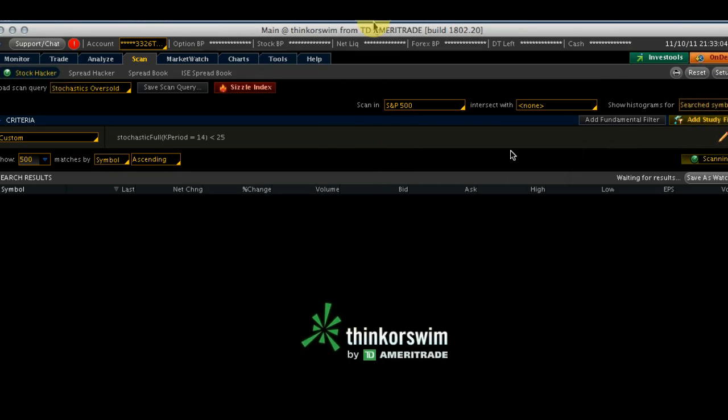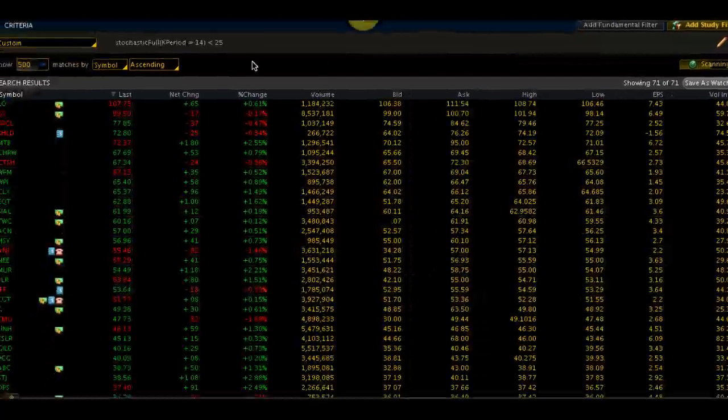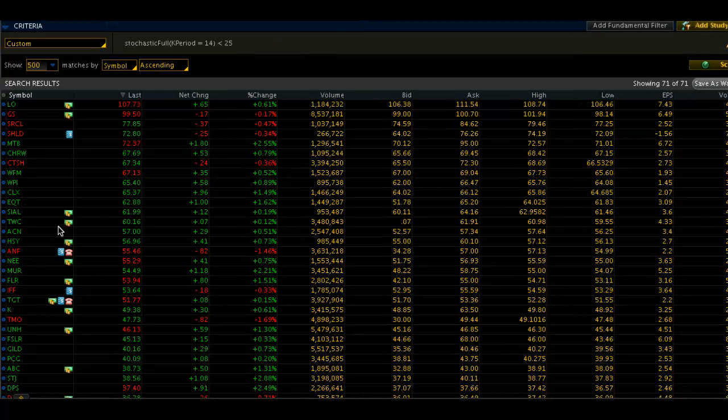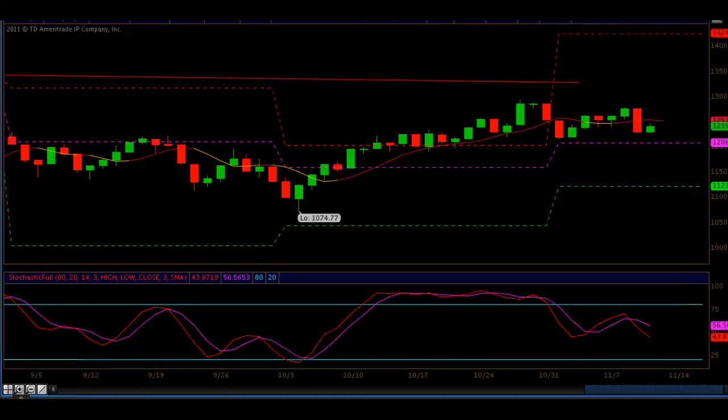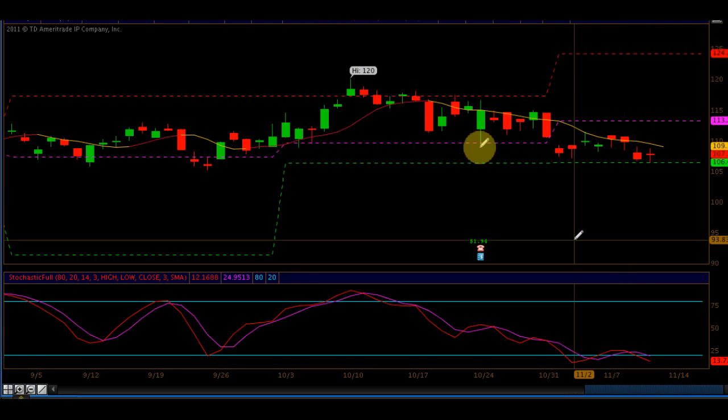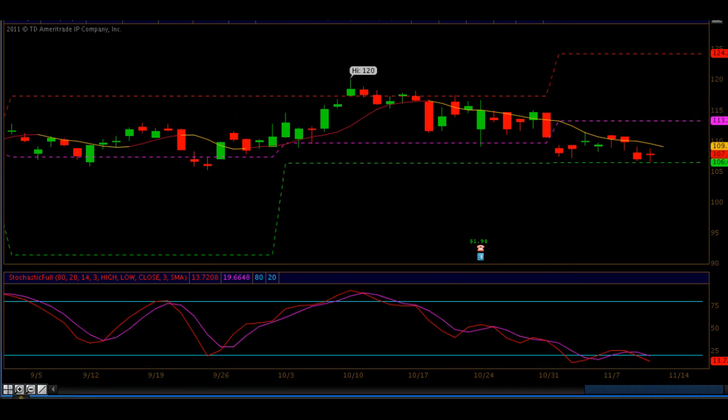What that's going to do is scan for the full stochastics to be below 25, so it's going to be oversold. So we got LO here. We got GS, Goldman Sachs, CQT. Let's look at LO. As you can see, that is definitely oversold, and this is a pretty interesting trade coming up.